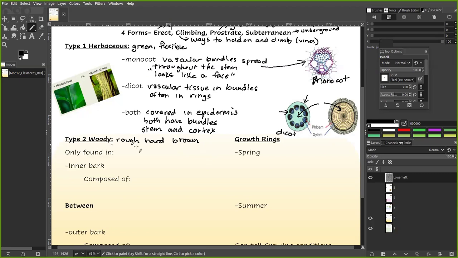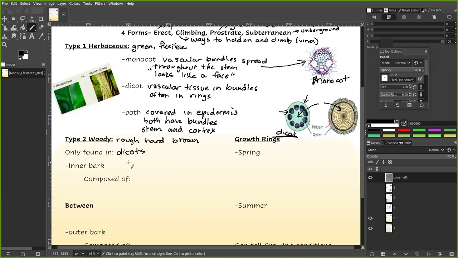Okay, now woody stems are only found in dicots. And because of the structure of a dicot stem, where it has it arranged in circles, it's much easier for it to develop these hard rings of sclerenchyma.